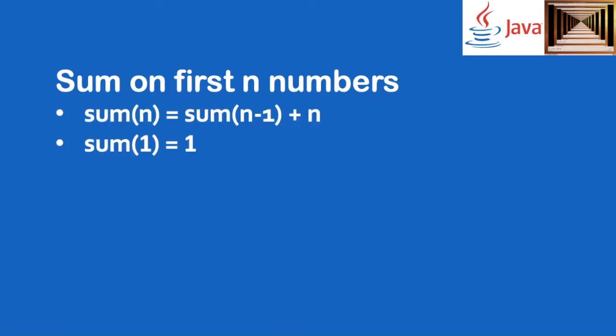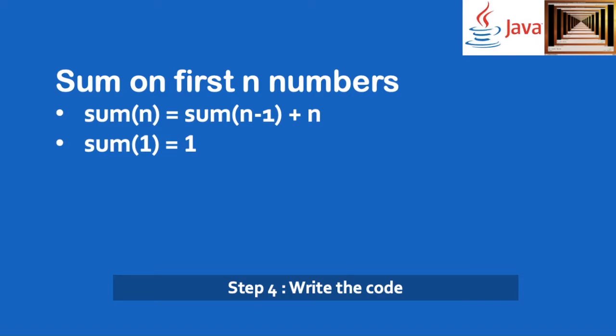So if we recap it, what do we get? We get sum n is equal to sum n minus 1 plus n. That is what we got from generalizing it. The second is the base condition, which is sum 1 is equal to 1. Once we know these two things, we can go to step 4, which is write the code.